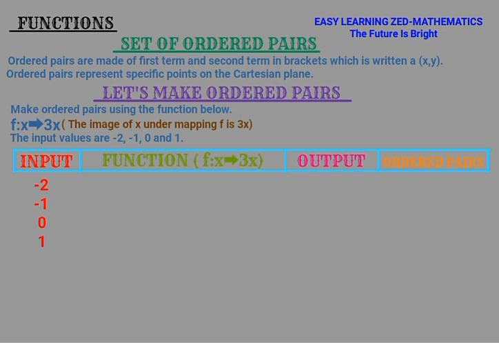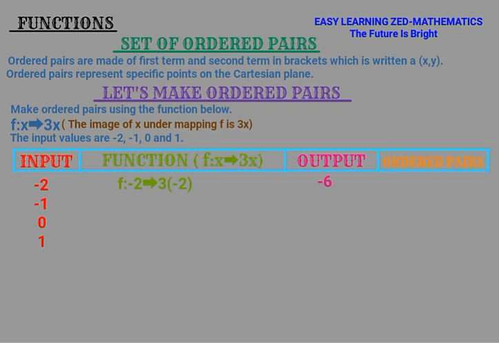So we have the function. Where there is x, we are going to put -2. So we are going to write the function, then we say -2, where there is x, we have put -2. Okay, so what is going to happen is we're going to multiply 3 by -2 to give us the output. So in this scenario, we are saying the image of -2 under mapping f is 3 multiplied by -2. When we multiply 3 by -2, that gives us -6.